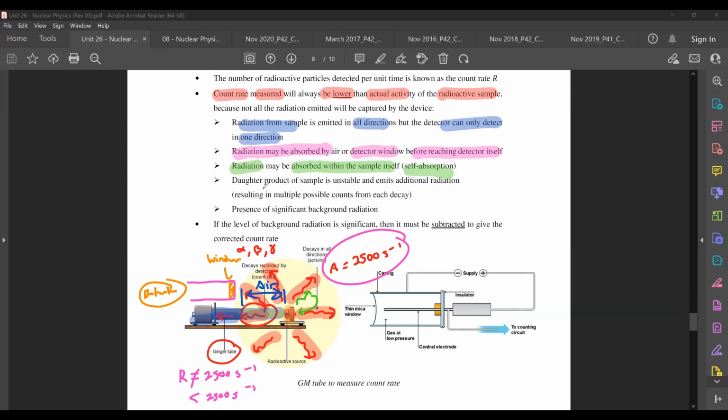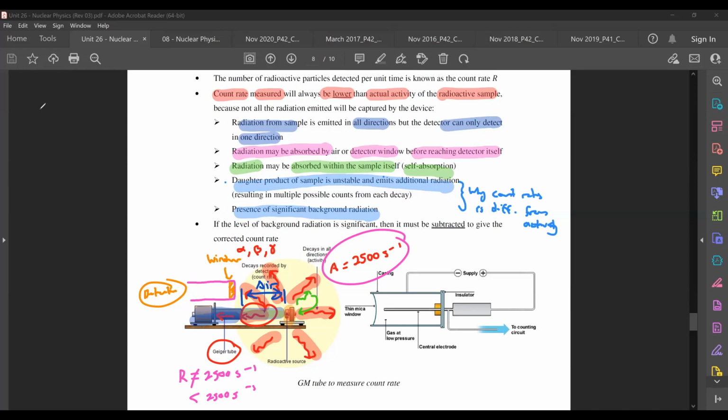Now the last two don't really explain why your count rate would be less. They are used to explain why count rate is different from activity. When you read these two points later, they don't tell you why your count rate is going to be less than activity. They explain why it is different instead. If you look at the first point here, daughter product or sample is unstable and emits additional radiation. It means something like this.